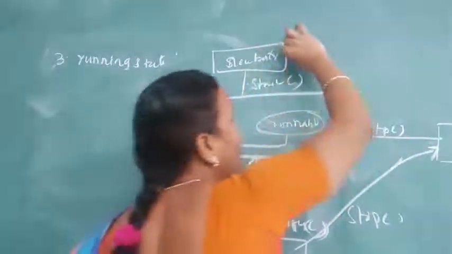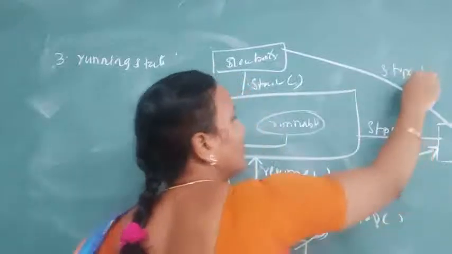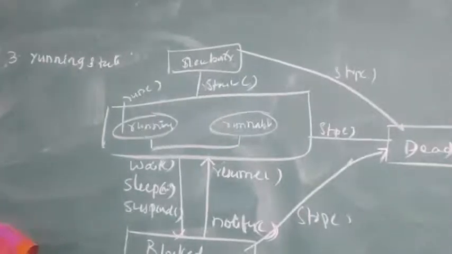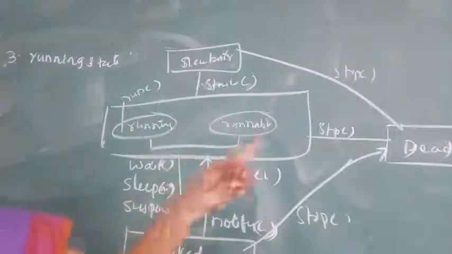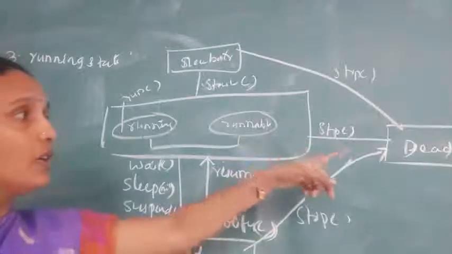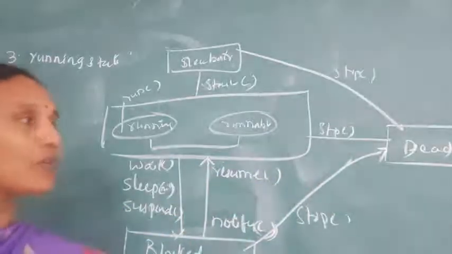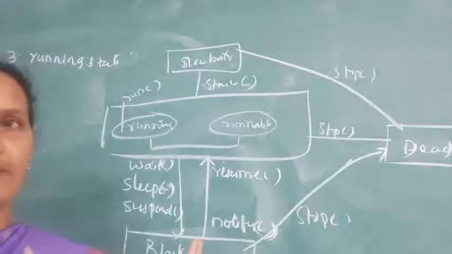From the newborn state also you can call the stop method, if you do not want it to execute. So the dead state is the last one. From any other state, from newborn, from running, from blocked state, you can call the stop method in order to stop the thread execution. Okay, so these are the methods which are available in a thread lifecycle.